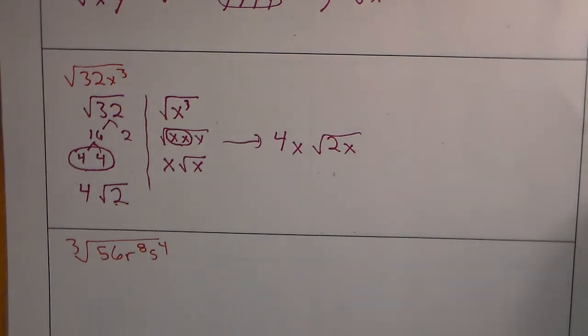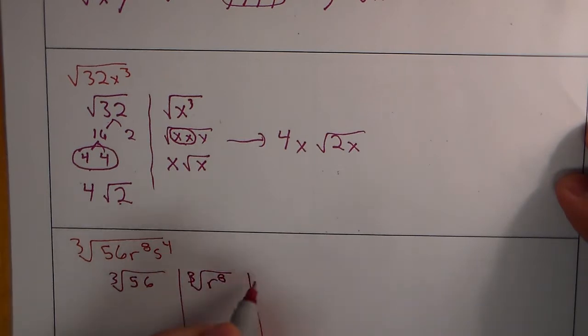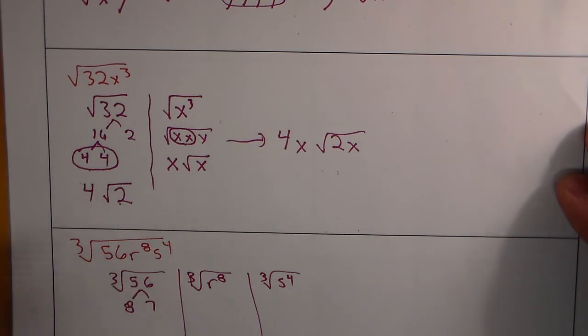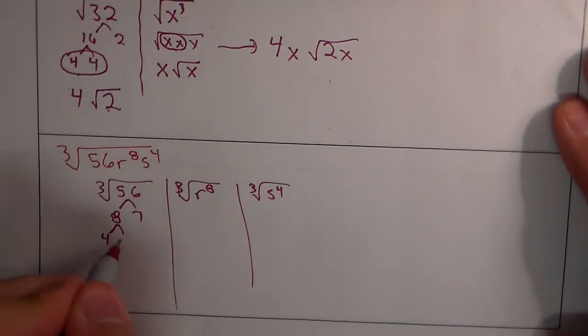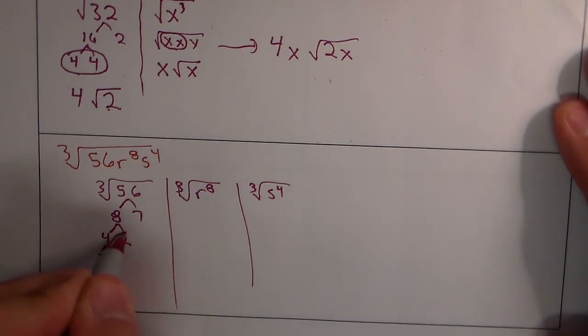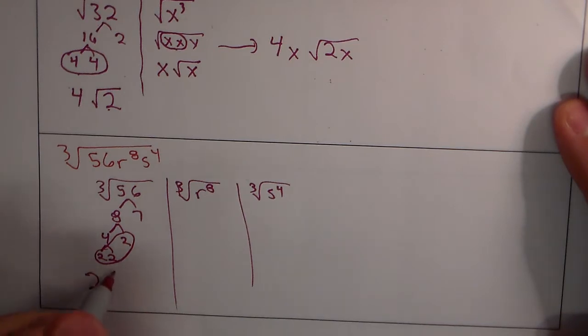Now, what if we made it cube root? So now I have the cube root of 56 r to the 8th s to the 4th. Doing 3 separate parts: 56, r to the 8th, and s to the 4th. So 56, 8 and 7 come to mind. Now the 7's not going to do much, but the 8 becomes 3 2's. So the set of 2's come out, and then the 7 did not have a set, so it's left inside.